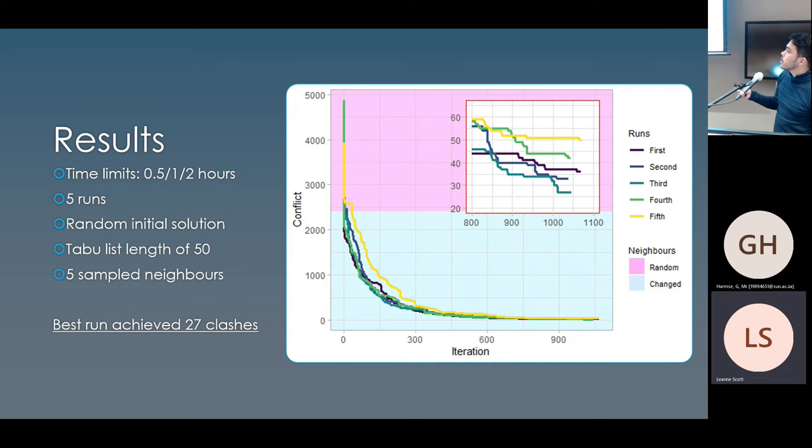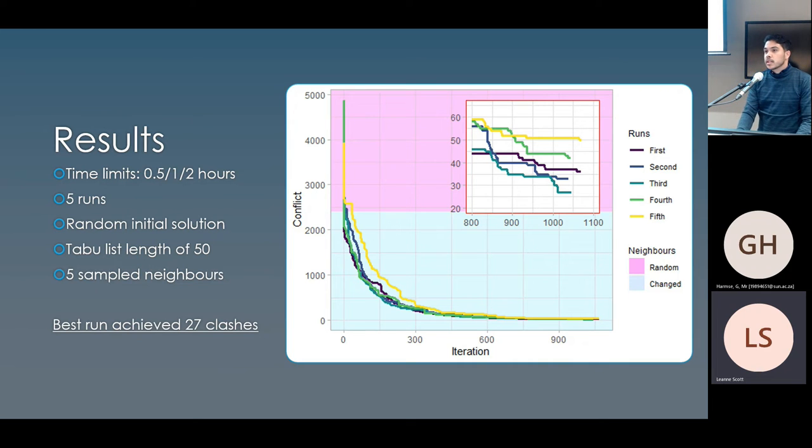You can see that the initial solution values are very different. Obviously, as expected, it's all random. But the starting points are all within a similar range, which I guess is a positive thing. And the best run out of these five rounds actually reached 27 clashes.